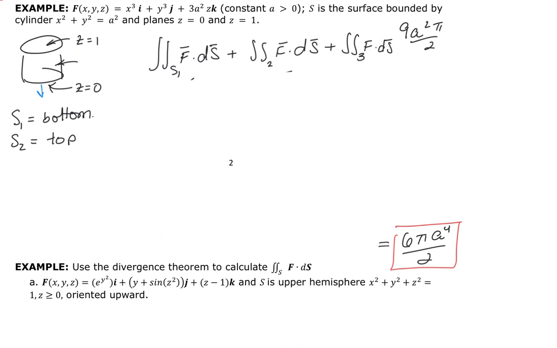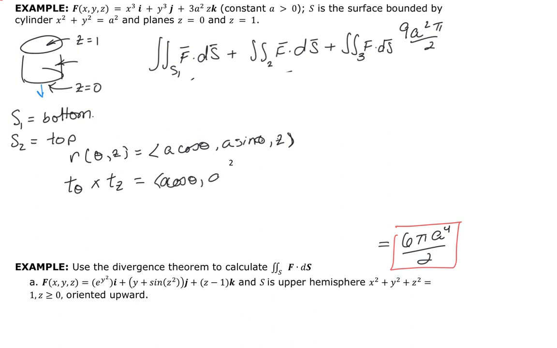And when I do the cylinder itself, I'm going to parameterize like I've done a bunch of times. I'm just going to say that I'm going to parameterize with r of theta and z. And so this is going to be no surprise. It'll be a cosine theta, a sine theta, and z. And then when I do r of theta crossed with r of z, the end result is going to be a cosine theta, a sine theta, and then it will be 0 right there.